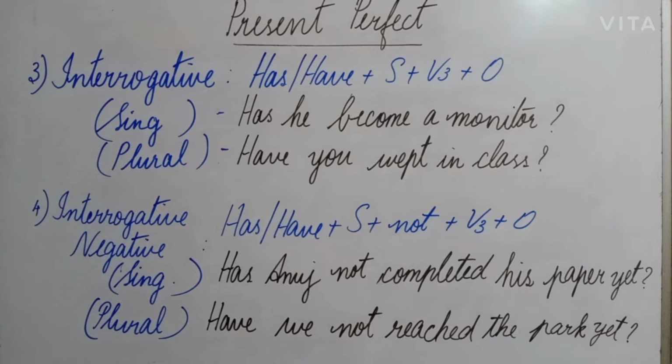When we go with the singular sentence, you can see in this example, has he become a monitor? Here the subject comes after the supporting verb. The supporting verb is has, which has to agree with the subject. He is the subject. Has become is the verb. A monitor is the object. The base form of the word is become, its past form is became, and verb 3 is become.